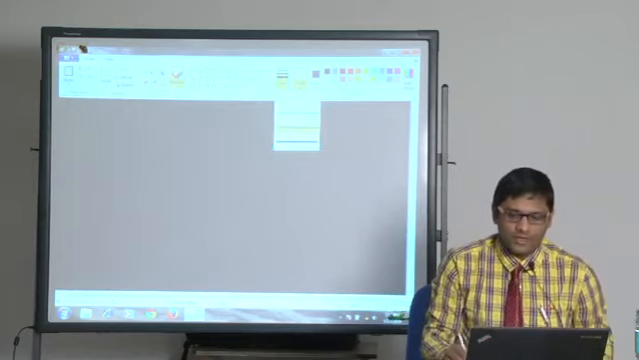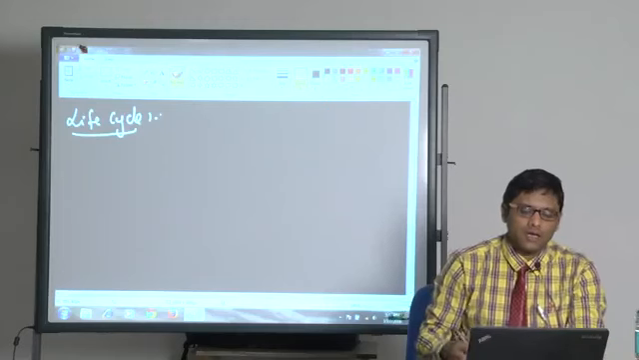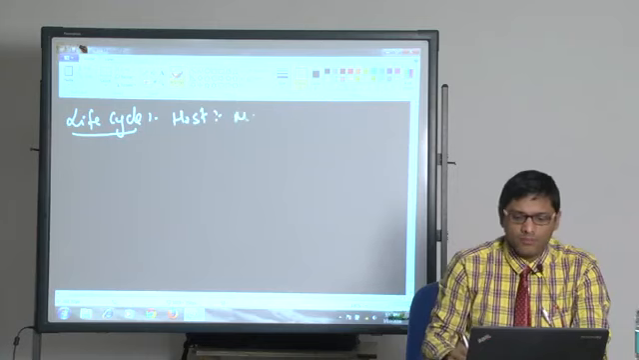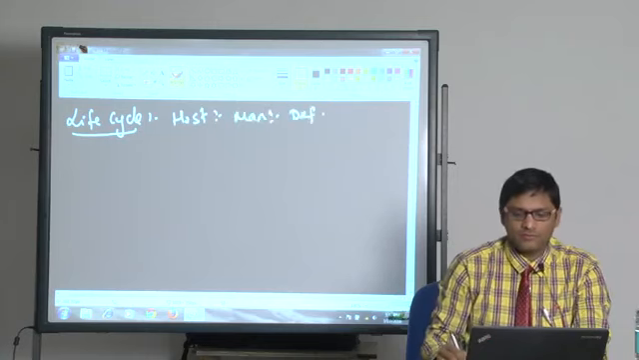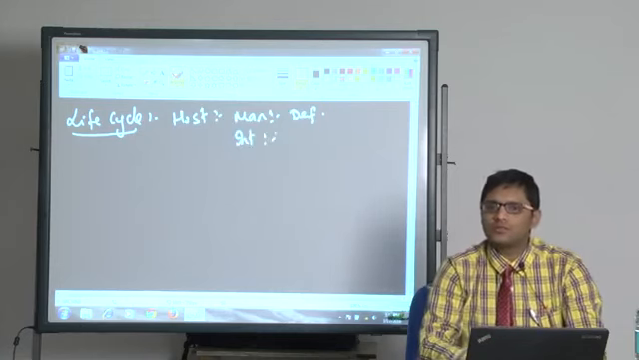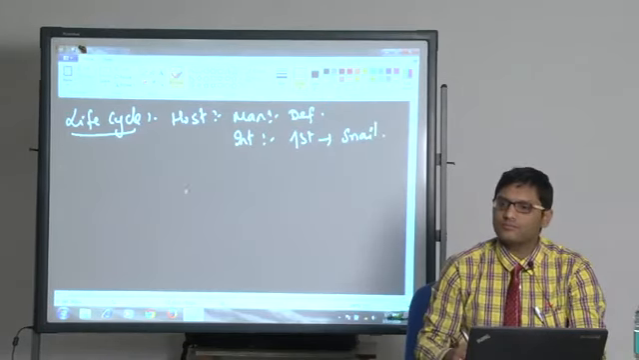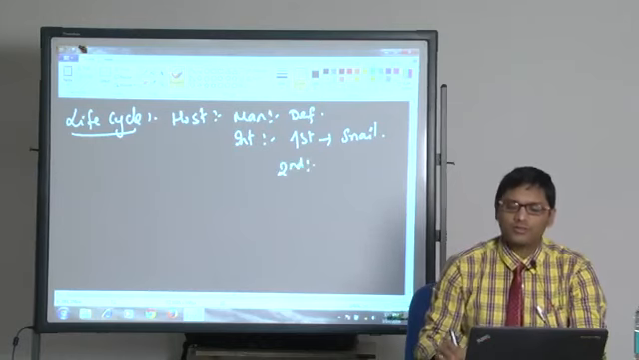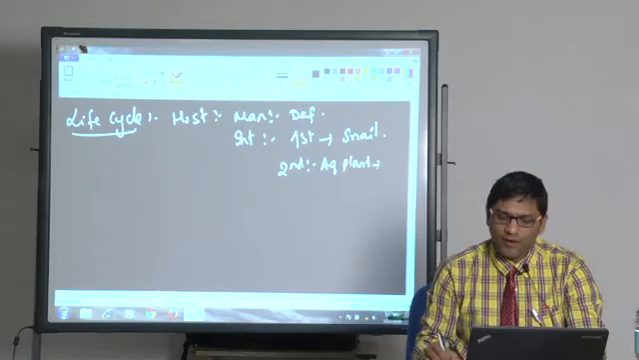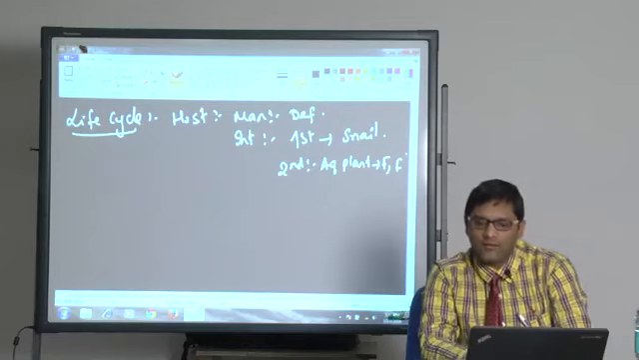In general, the life cycle of trematodes is like this. They have 3 hosts. Man is the definitive host, whereas the first intermediate host is snail. The second intermediate host is aquatic plant for F. How many of them have F? F for Fasciola and Fasciolopsis.